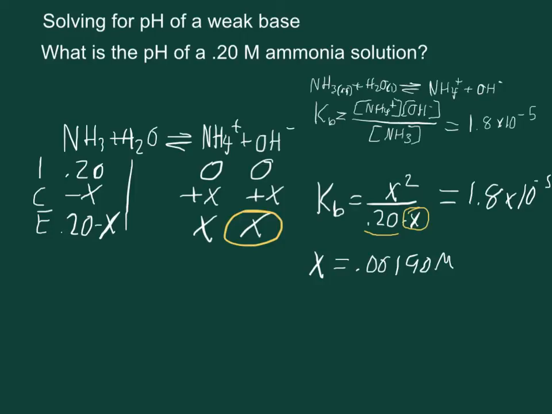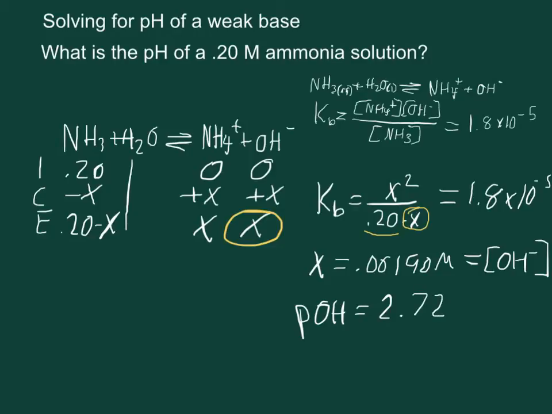So at this point, we have a choice. This is equal to the concentration of OH-. We can either do 1 times 10 to the negative 14th equals concentration of H plus times concentration of OH-, solve for the concentration of H plus, and find the pH, or we can take the negative log of this, which is what I'm going to do, and find the pOH. So the pOH equals the negative log of 0.0019. I'm actually going to use the value that's in the calculator to get it more accurate, and what we get is a pOH of 2.72.